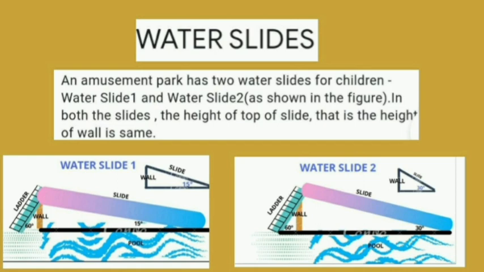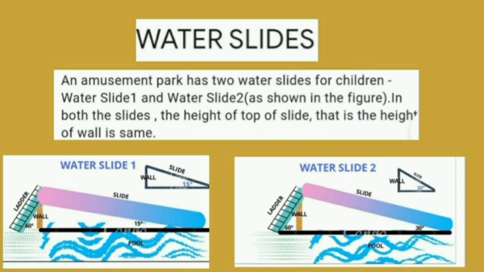the figure, and in both the slides, the height of the top of the slide, that is the height of the wall, is the same. So you can see the wall has been marked in the figure and the height is the same in both the cases. Whereas in slide 1, the angle of inclination of the slide with the ground level is 15 degree, and in slide 2 the angle, instead of 15 degree, is 30 degree.